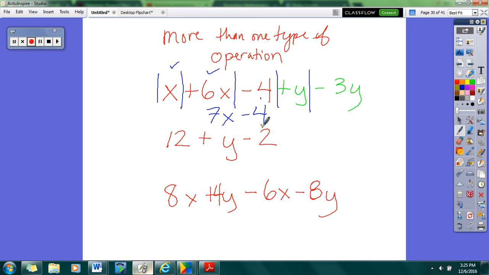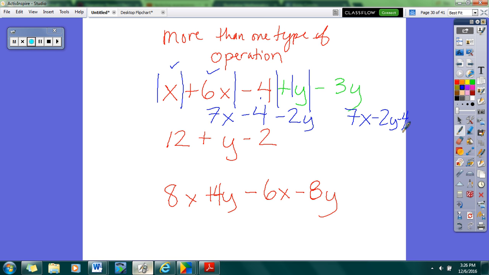And I have plus y, so this is a plus 1y minus 3y. I want you to think about that. If I'm at 1 on the number line and I'm subtracting 3, I'm going to be at negative 2y. Okay? Now, in general, these should really come in alphabetical order. So my final answer should really be 7x minus 2y minus 4.